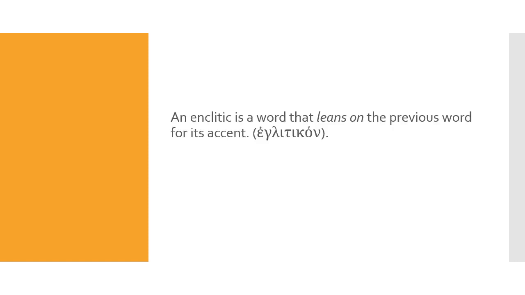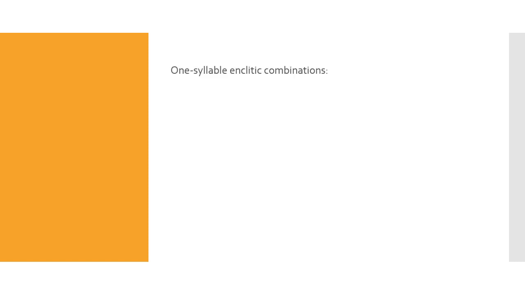An enclitic is a word that leans on the previous word for its accent. In Greek we use the term enclitikon, something that inclines or leans on the previous word. Enclitics are typically 1 or 2 syllables long. In this lesson, I'll primarily be displaying and illustrating example patterns of how enclitics operate. So firstly, 1-syllable enclitic combinations.